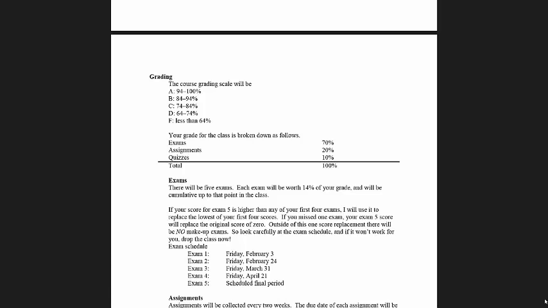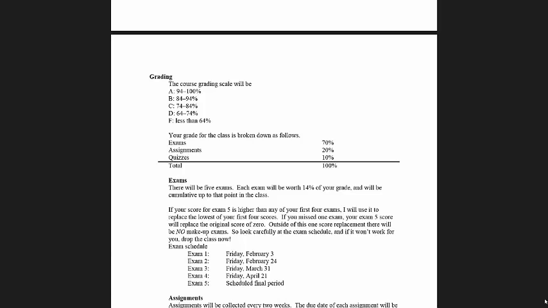There's exceptions to everything, but for the most part, there are no makeup exams. So if you miss an exam, you get a 0 at that time. But the 5th exam that you're going to take during the finals period, if your 5th exam has a higher score than any of the first 4, then it replaces the lowest score of the first 4.